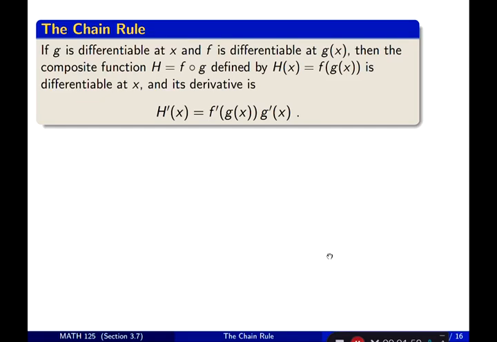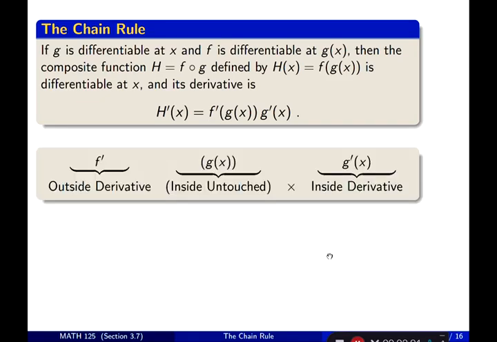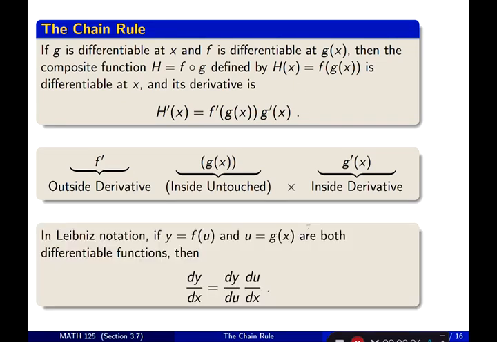Another way of explaining this is f prime evaluated, so whatever f is, find f prime evaluated at the inside function, inside untouched, then multiply it by the derivative of inside. And so that's the formula of the derivative of composite functions.